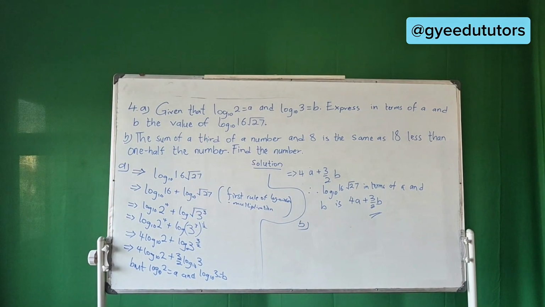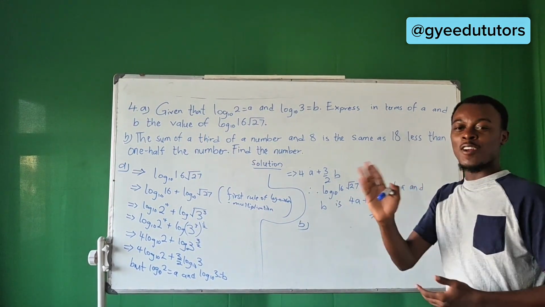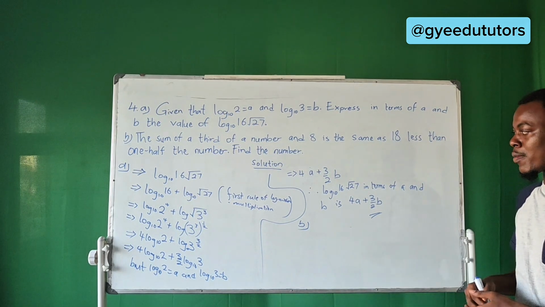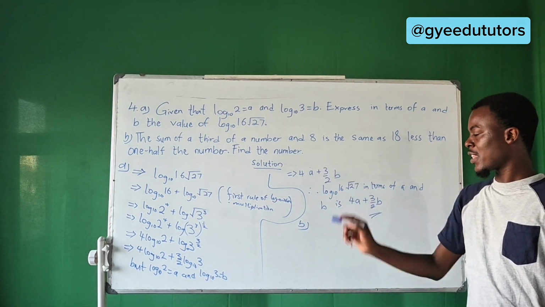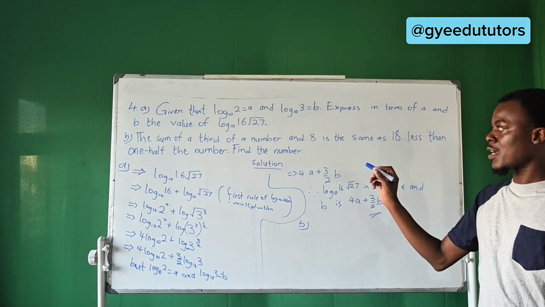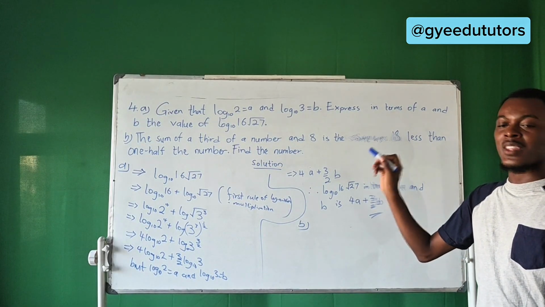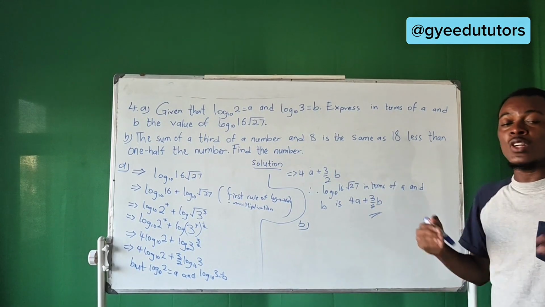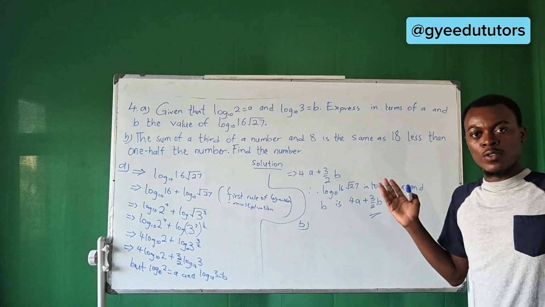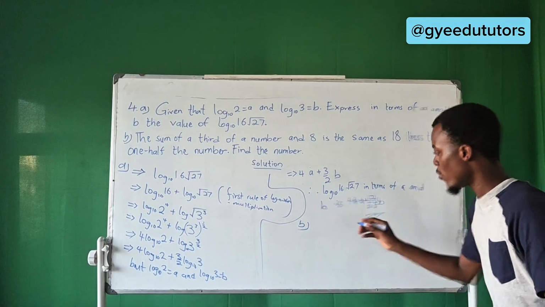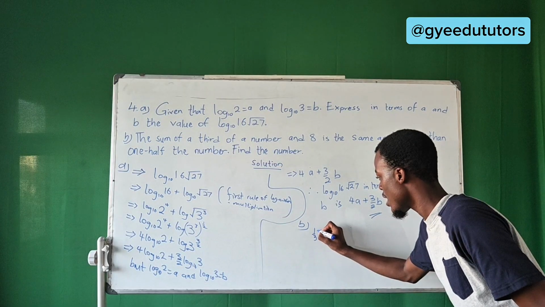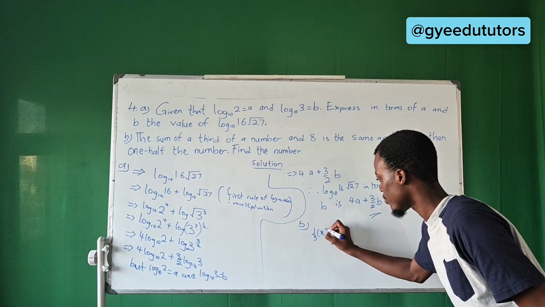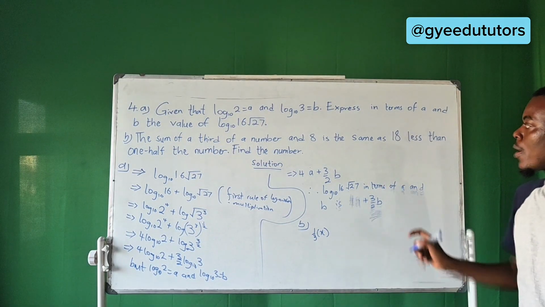Okay, so guys, for the b part of this question, it's very easy. This question is a word problem. It says the sum of a third of a number. We don't know that number, so let's make that number x. So now a third, which is 1 over 3 of a number, which is x, and 8.